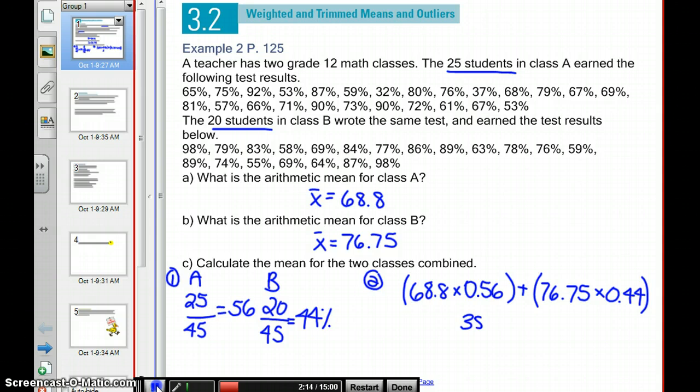So we'll get 38.5 plus 33.77. Your total answer will be 72.3, which would be your weighted mean. We just put a little W beside it because that would be your weighted mean, not your arithmetic mean.